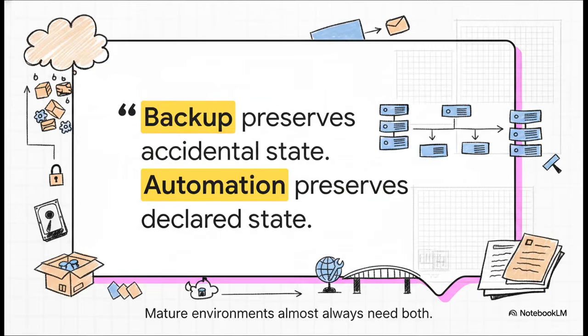Which brings us to this absolutely brilliant summary from the analysis. Backup preserves accidental state, automation preserves declared state. This really hits the nail on the head. Mature environments almost always need a mix of both. You need the declared state so things are repeatable, sure, but you absolutely need the accidental state to capture all those messy, real-world workarounds that actually make your specific hardware function properly.